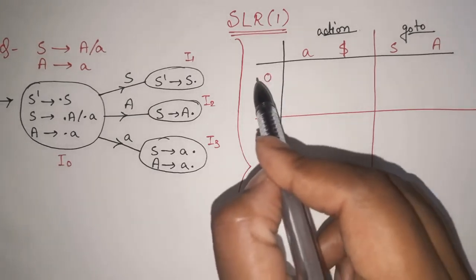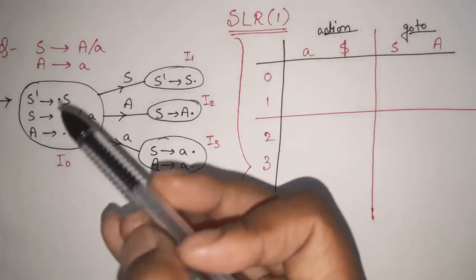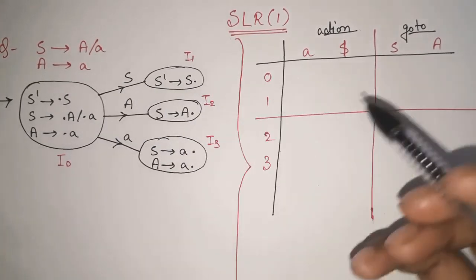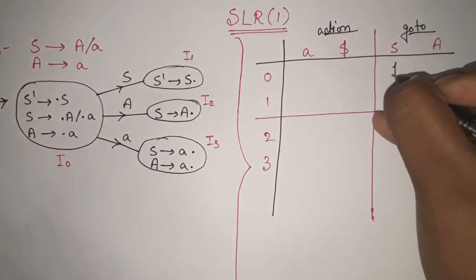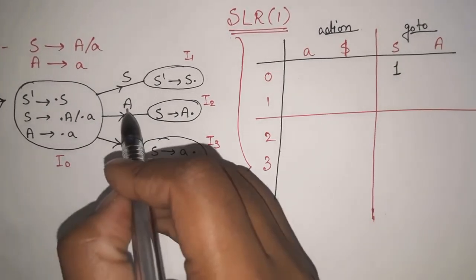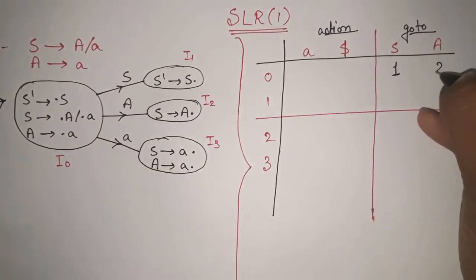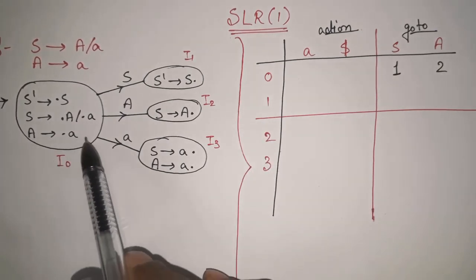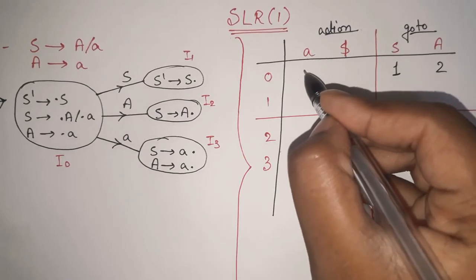For filling this zeroth row, I will see the I0 state. From I0 on capital S, I am going to I1, so I will write 1. From I0 on capital A, I am going to 2. Now, from I0 on small a, I am going to 3.